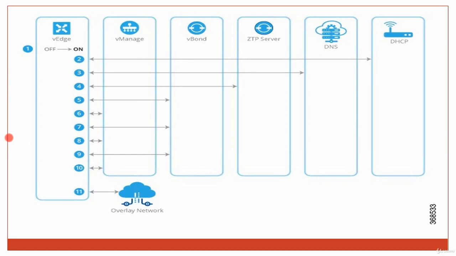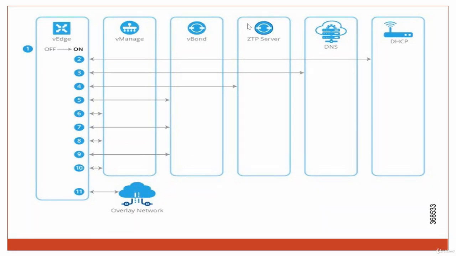the vEdge will get the system IP, and then again it will go and contact the local vBond, and again if suppose the image is not up to the mark, it will go and contact vManage. It will get a reboot, and again the configuration will get pushed. Once all the DTLS tunnels, or once the control plane tunnels are up and running, then this device will go and join the overlay fabric or the Viptela fabric.